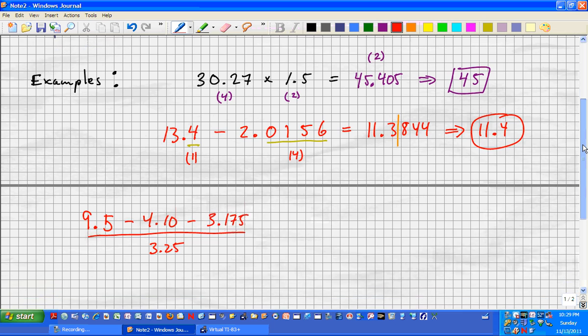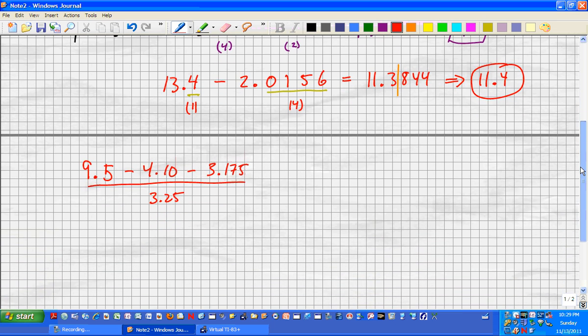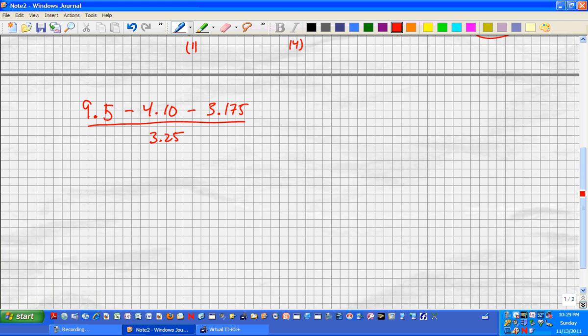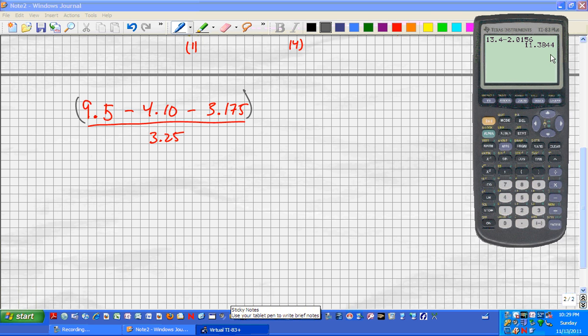It becomes more difficult when we have multiple operations in the same problem. In this case, I've got subtraction going on and division. So what I'm going to do is take this in steps. Although they're not written here, it's understood that there are parentheses here. So I follow my order of operations. I'm going to do this subtraction first. So let's go ahead and do the subtraction.